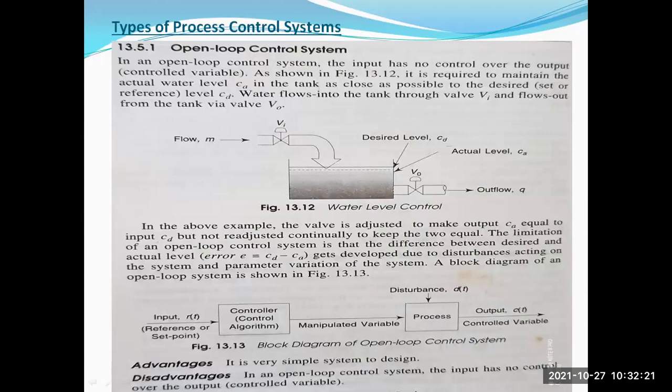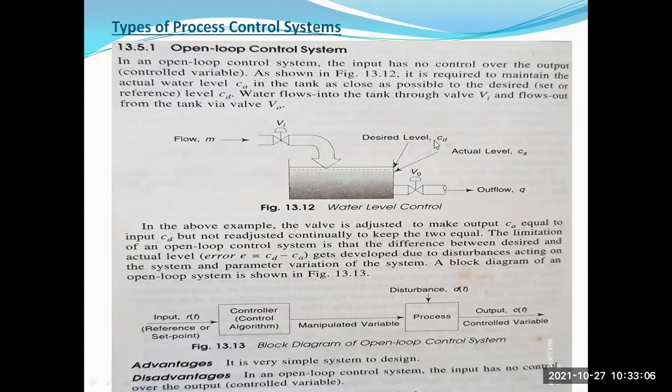All of you know, in our control system we classify into two types: one is the open loop system, and another is the closed loop control system. Here we can see an open loop control system. In this example you can see a water level controller pump. This is the inlet flow where the liquid enters through the input valve. The water fills this tank, and here you can see the outflow or outlet valve, where the liquid exits.